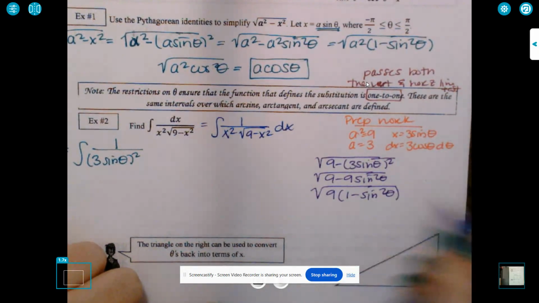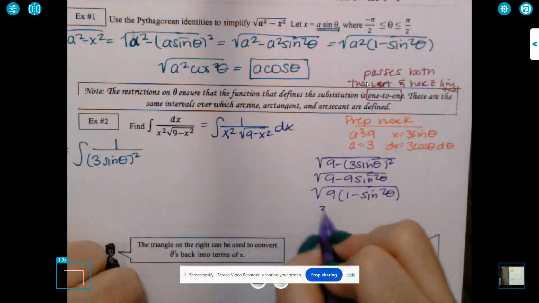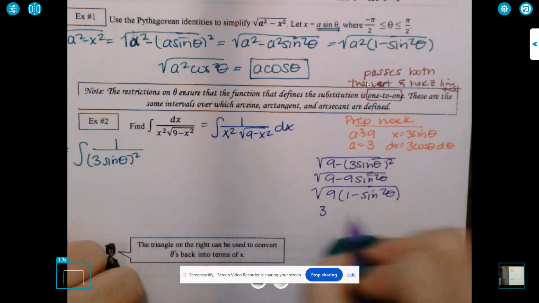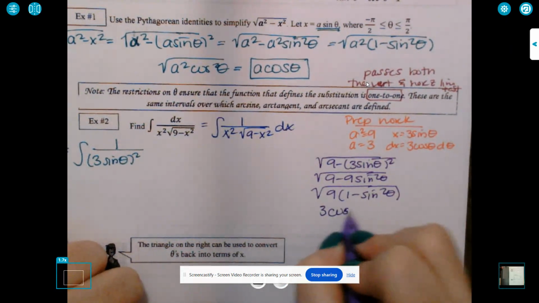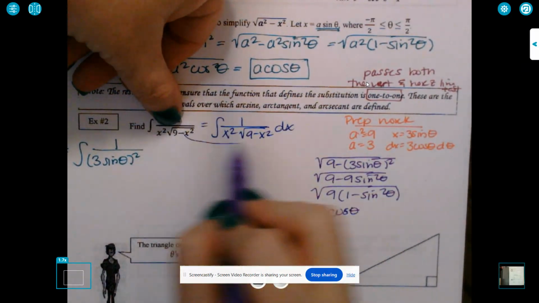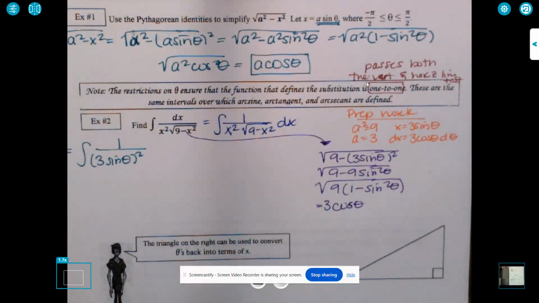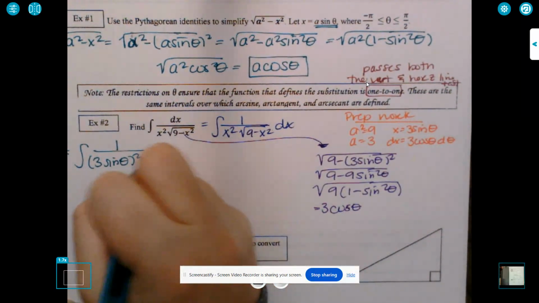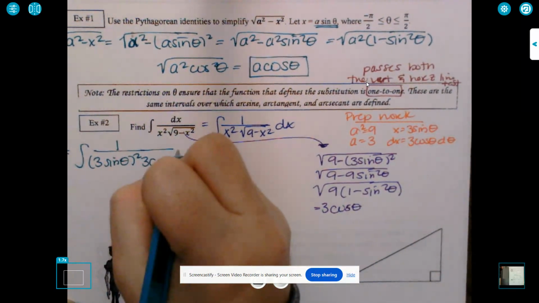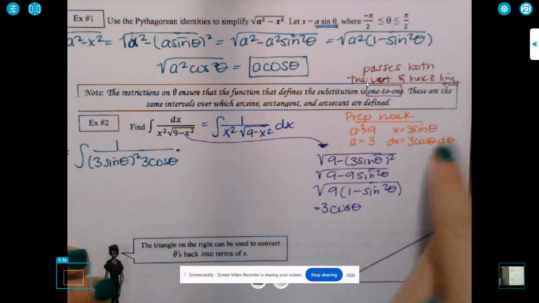And then we know 1 minus sine squared theta is cosine squared theta, so square root of 9 is going to be 3, and that would be cosine squared theta. If we take the square root of cosine squared, it's just going to be cosine. All right, so this whole thing right here simplified to 3 cosine theta. So I'm going to put that in right here as well, and then times dx, and our dx for us is 3 cosine theta d theta.